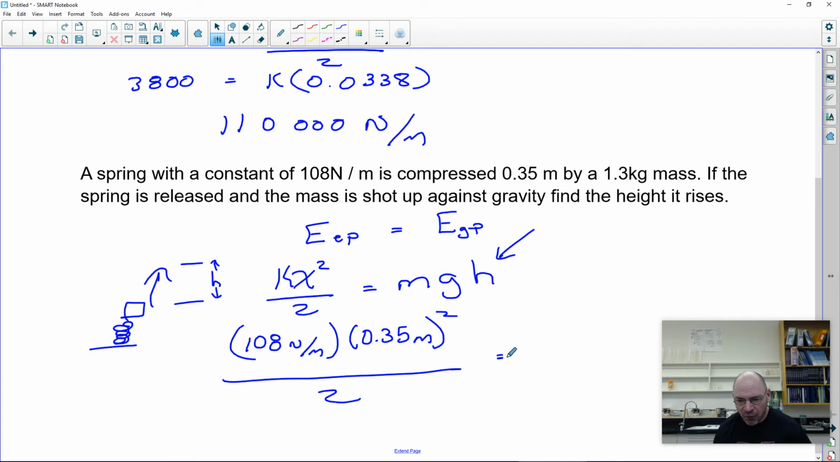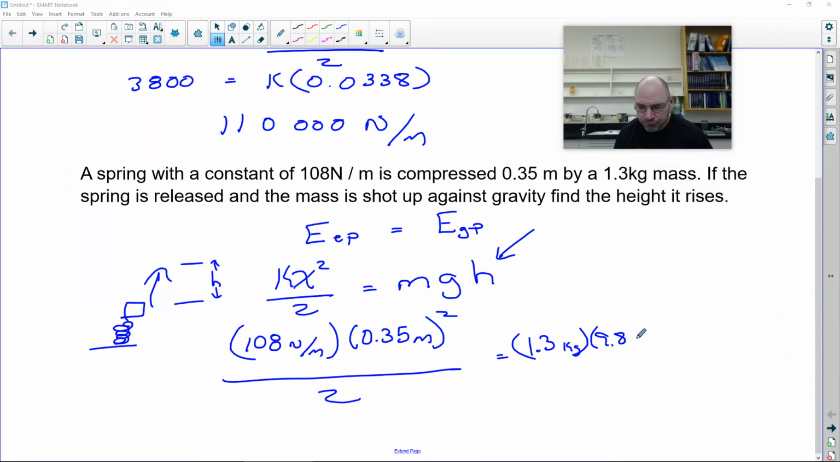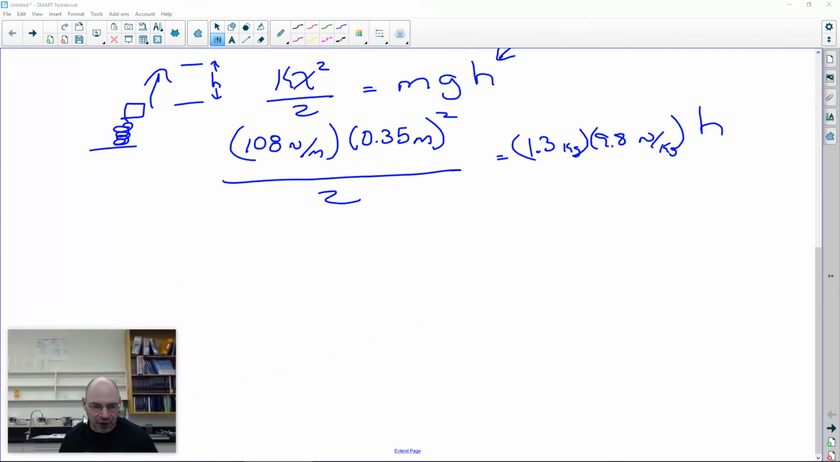And this is going to equal our mass, which was 1.3 kilograms, times the gravitational constant of the Earth, 9.8 newtons per kilogram, or meters per second squared. Doesn't matter which one you use. They both will cancel out. And then we have the h left by itself. So we're going to crunch this number down, and we're going to crunch this one down, and then we're going to divide it out.